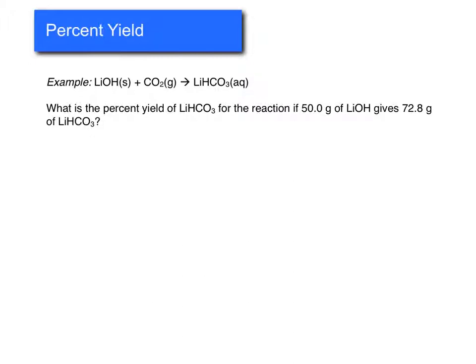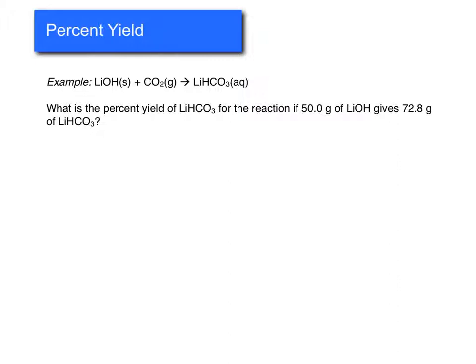Okay, so first we need to figure out what our theoretical yield is. So it tells us in the problem what our actual yield was, that's 72.8 grams. What we need to figure out is how much we should have made. And all we know is that we started with 50 grams of lithium hydroxide. So let's figure out how to get from grams of lithium hydroxide to grams of lithium bicarbonate.